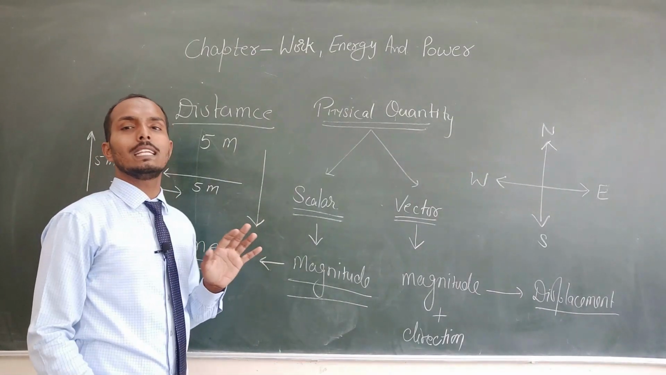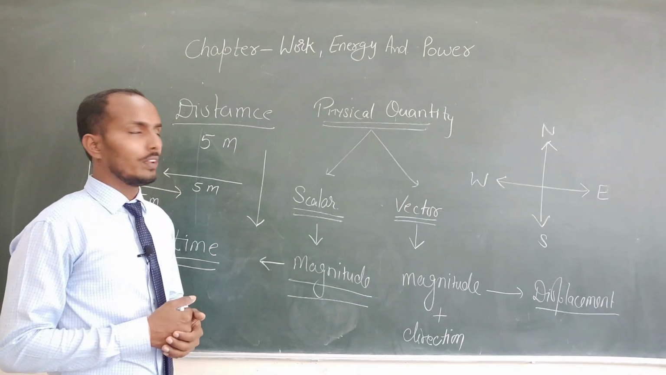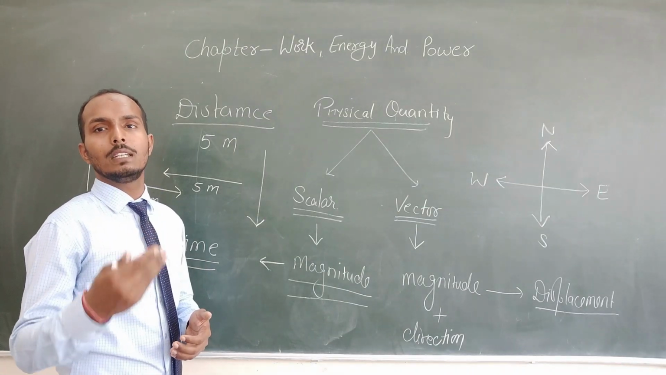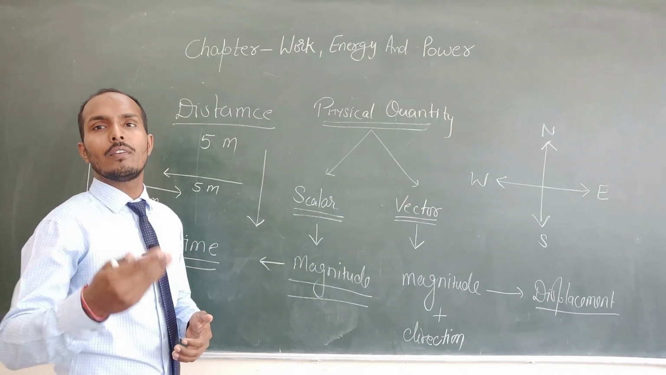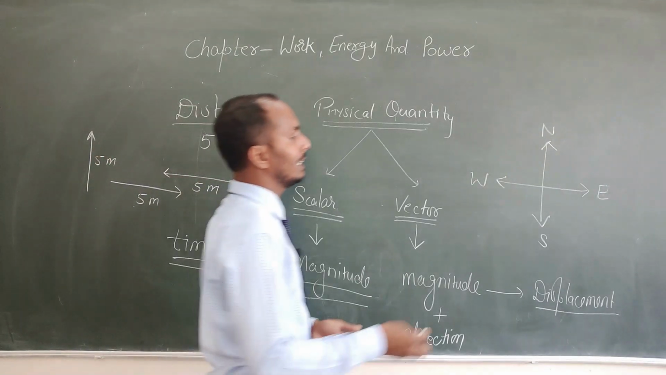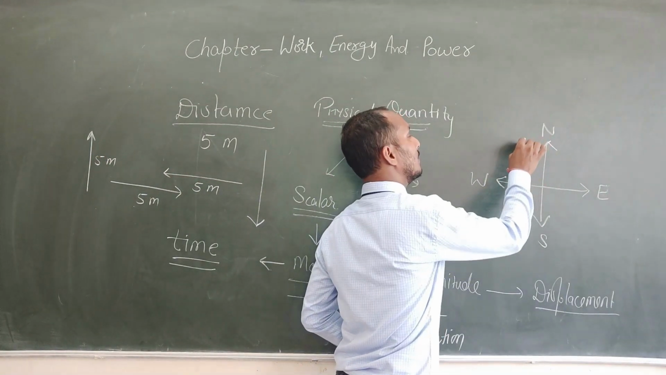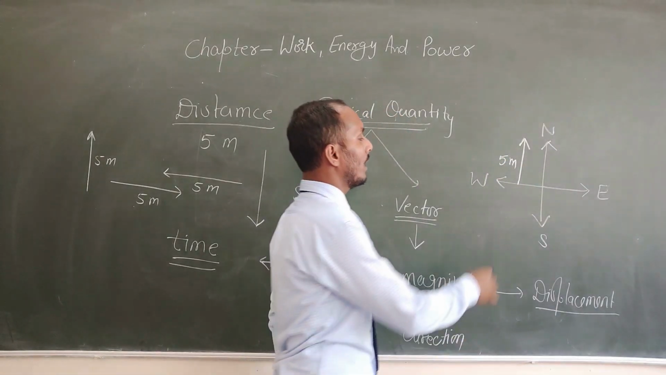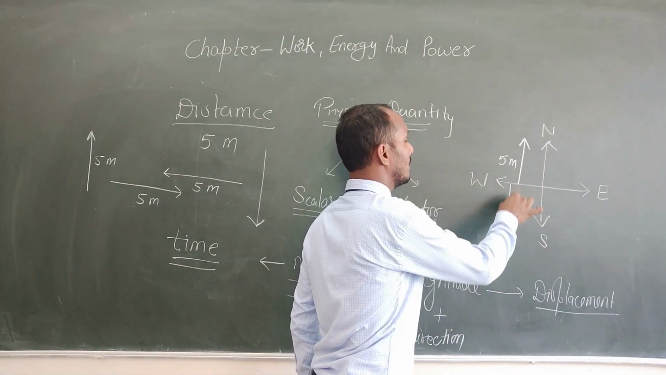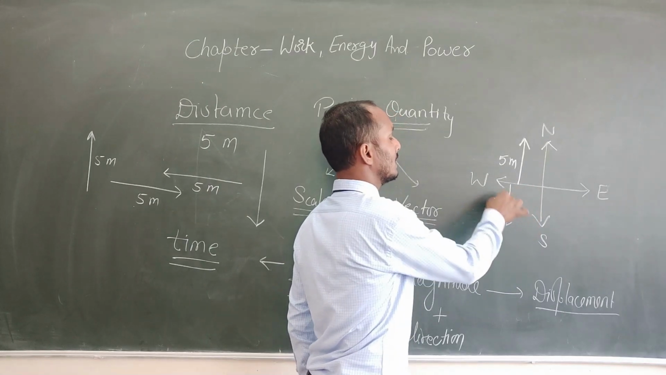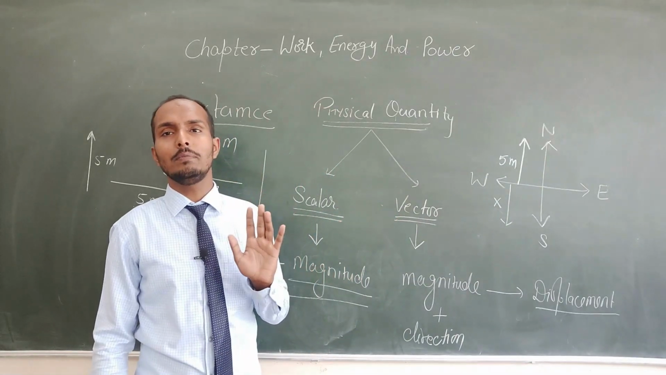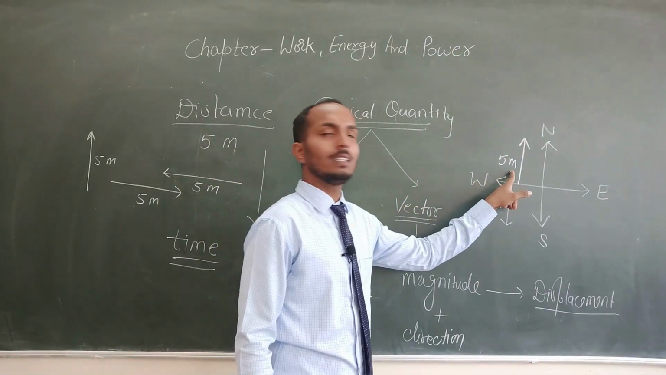But if I say that a person covers 5 meters in the north direction, then definitely it covers 5 meters in this way only. Drawing it any other way would be wrong, because it has a magnitude of 5 meters and it has a definite direction.